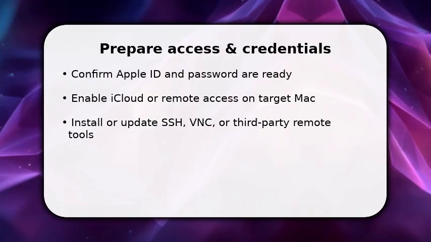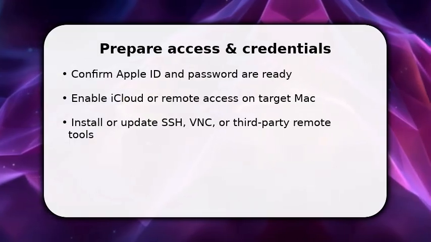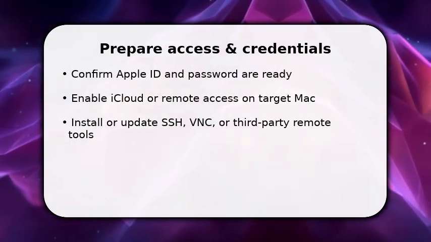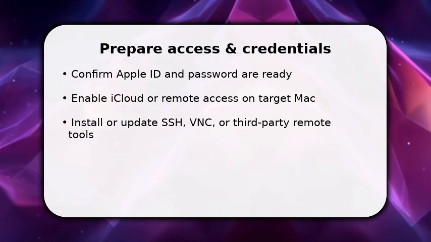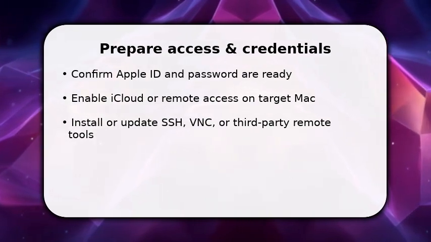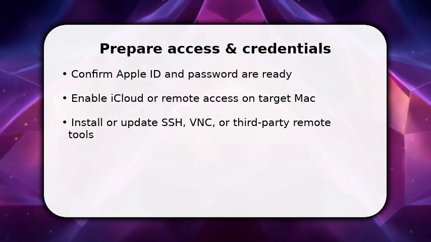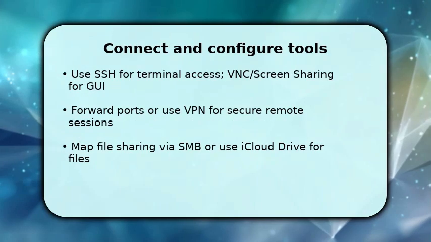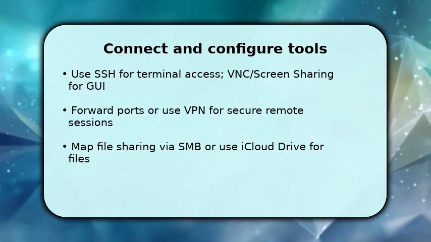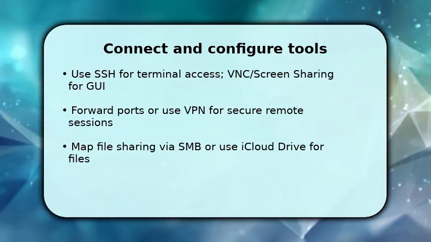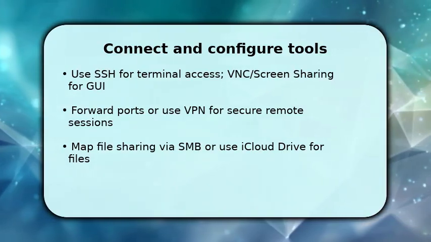This prevents connection interruptions. You also install an SSH client or VNC viewer on Windows, so you can immediately test a local connection and verify ports and firewall settings. You now choose the access method: SSH for command line and VNC or Apple screen sharing for the graphical desktop.